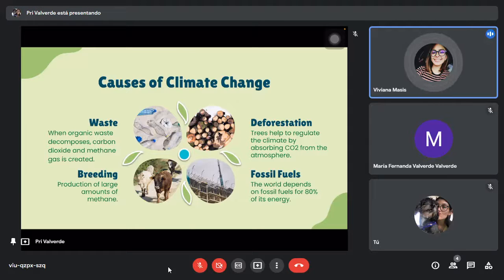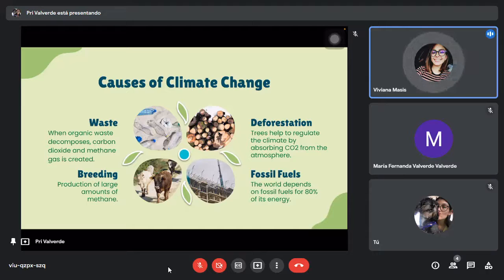Another cause that affects climate change is breeding, because cows and sheep produce large amounts of methane when they digest their food. And this industry has a really big problem because, well, we need it because we have to satisfy some of our basic needs, but at the same time it is generating a lot of these gases.